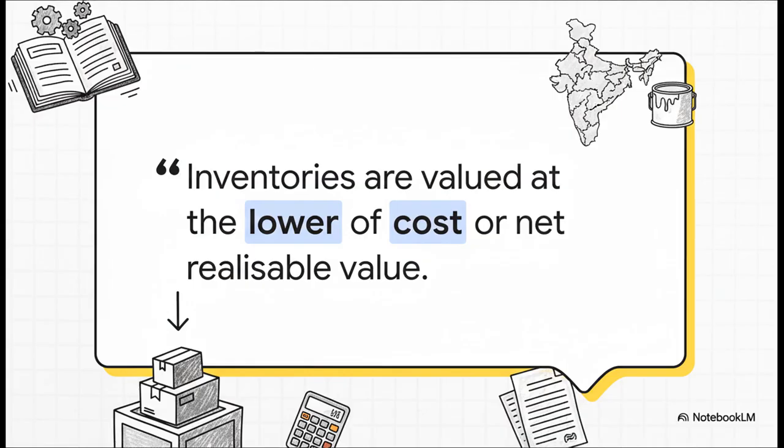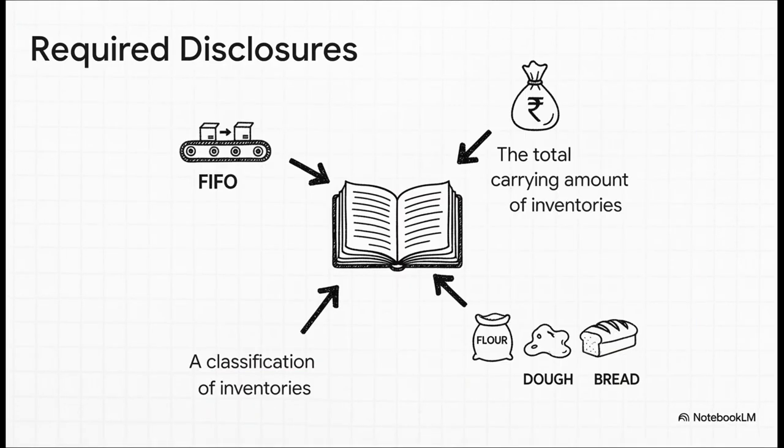Here's a direct quote from the accounting policies of a major company, Asian Paints. They state this exact rule, word for word, in their annual report. It's central to how they operate. And companies can't just throw a number out there. AS2 makes them be transparent about it.